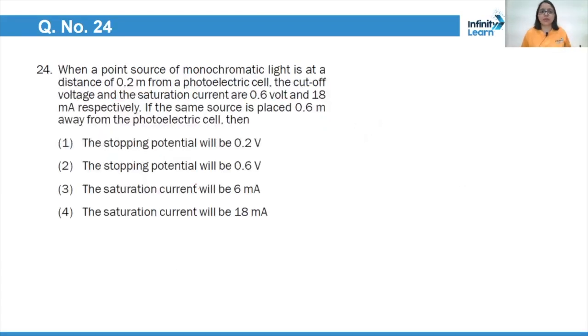Next is question number 24. When a point source of monochromatic light is at a distance of 0.2 meter from the photoelectric cell, the cutoff voltage and the saturation current are 0.6 volt and 18 milliampere respectively. If the same source is placed 0.6 meter away from the photoelectric cell, then the stopping potential will not change. Over here it will be the same value, that is 0.6 volt, because it is independent of the intensity.